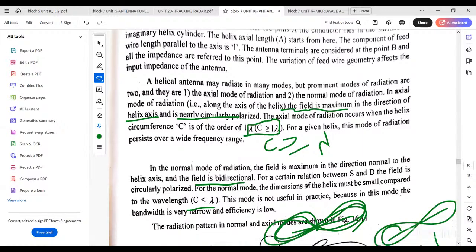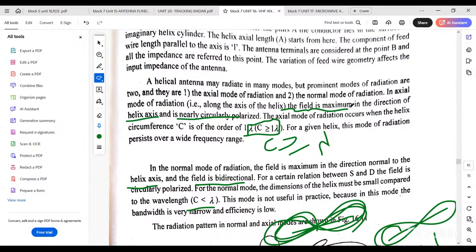Where is that point mentioned? The first line only. In normal mode, the field is maximum in the direction normal to the helical axis, and the field is bidirectional. Next, another mode: axial mode. In axial mode, the field is maximum in the direction of the helical axis. This is the difference between the two.